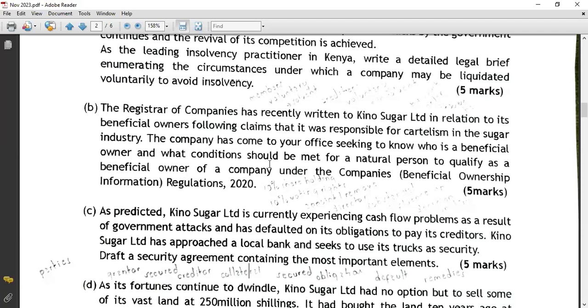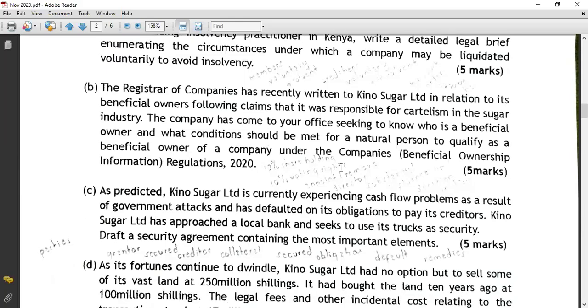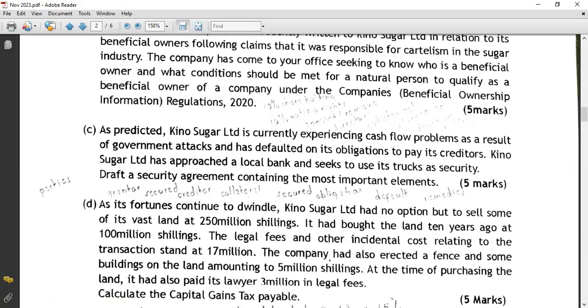The need on the process of discussing beneficial ownership. So it is an area that is coming up a lot. Okay, I will read up on it.